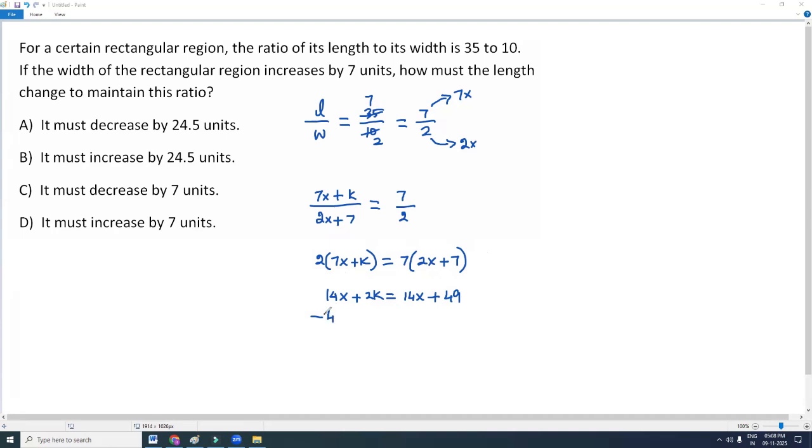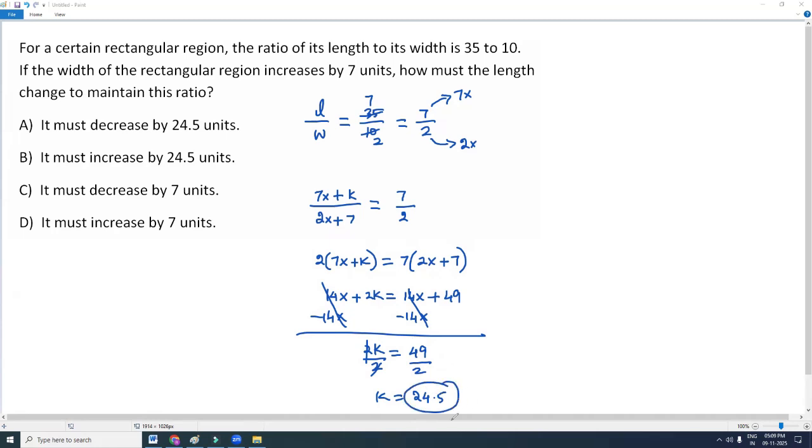Okay, let's subtract 14x from both sides of this equation. Then this one will cancel out. Here this one will cancel out. We get 2k equals 49. Let's divide both sides of the equation by 2. Then this 2 will cancel out. Then we get k equals, when I divide 49 by 2, I'm getting 24.5.